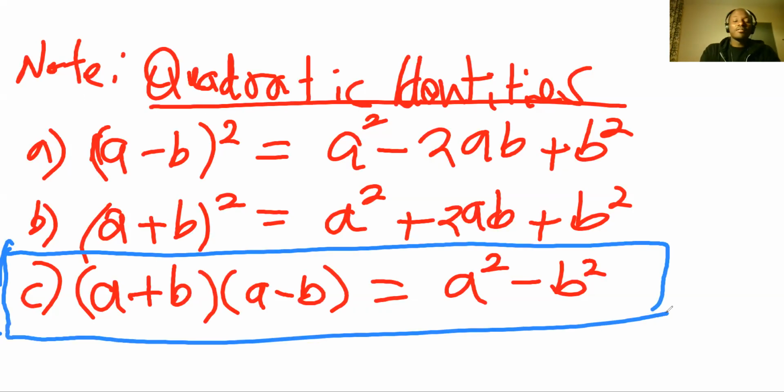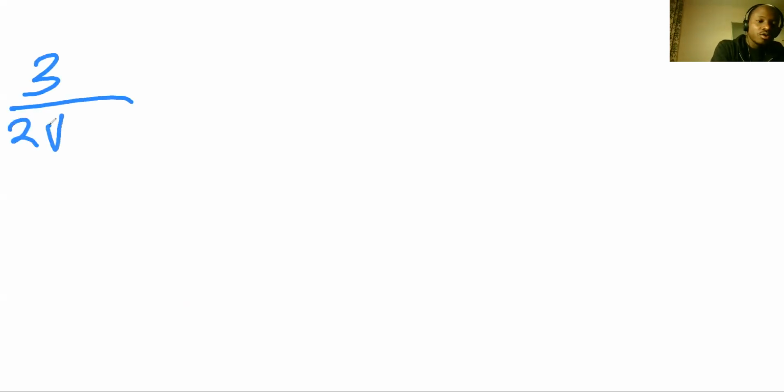Another very important thing to note, let me just write your question there. It's 3 over 2 root 5 minus root 2. So this is a common question. And the first thing, you rationalize the denominator. And how do you rationalize the denominator?